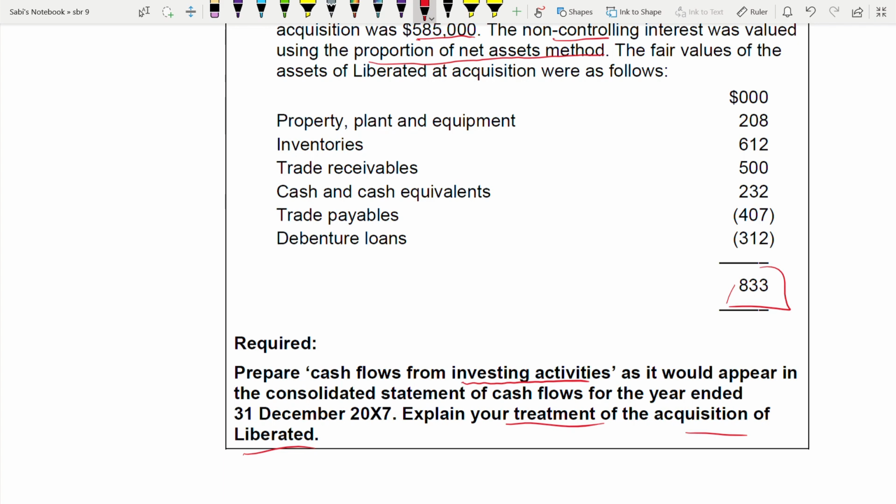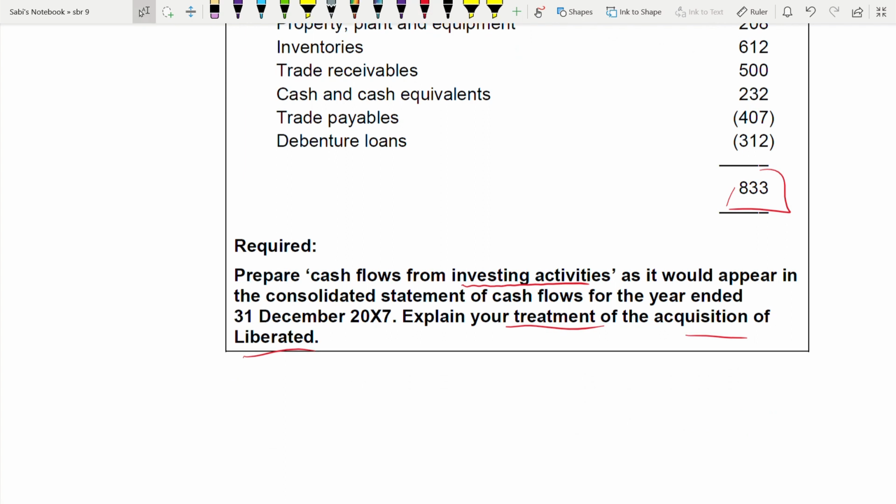Do not waste your time to explain and then do the calculation. Calculation will take more time. So finish off the hard things first and then go to the explanation part. Okay. Now, first we'll be doing the cash flow from investing activity. This is a short thing. You need to label it like this when you're doing it in Excel.